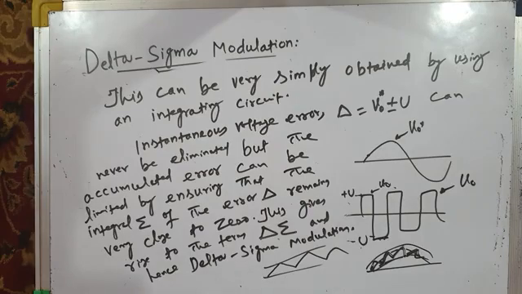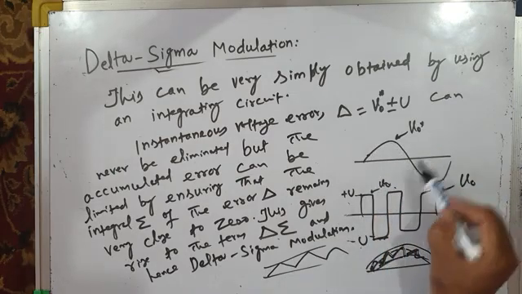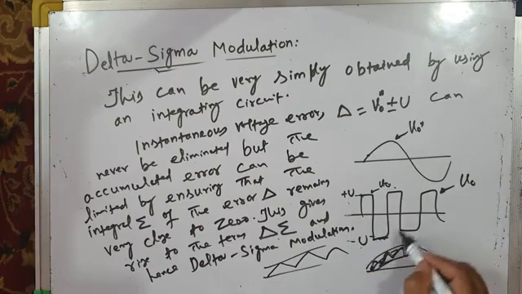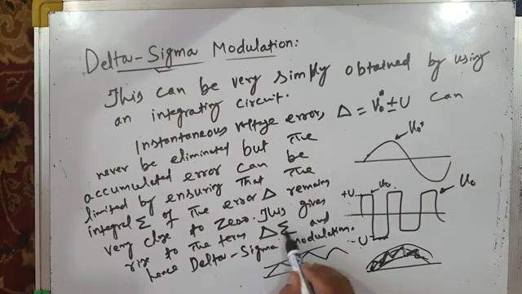So delta sigma modulation means you are comparing the sinusoidal reference voltage with the actual load voltage, and the error delta is then integrated, and that integration is represented by the symbol sigma. That integration effect makes the integrated error like this, and you maintain this integrated error within the hysteresis band, just like you do to the current in hysteresis current control technique.